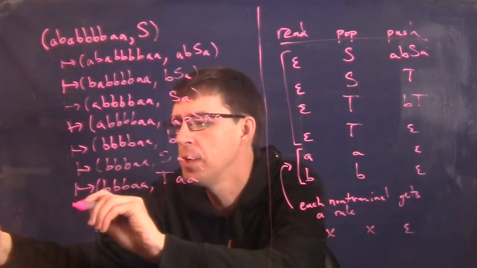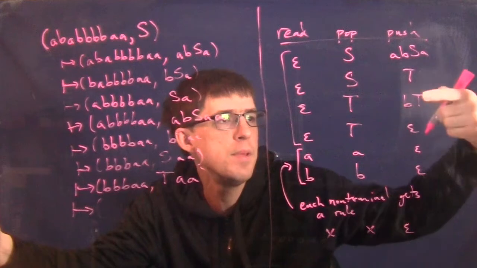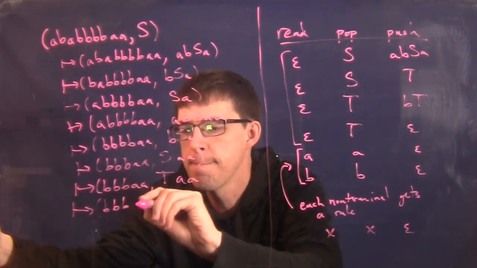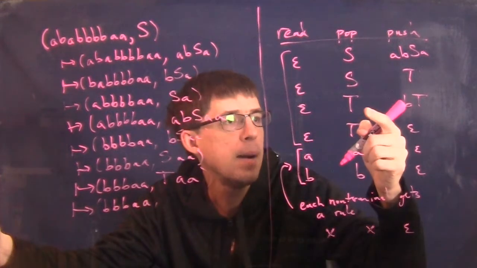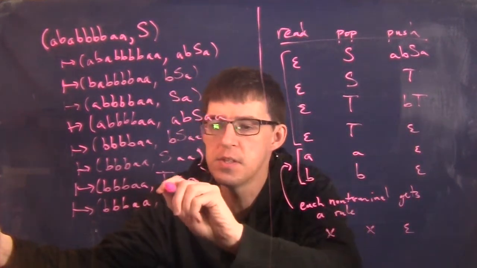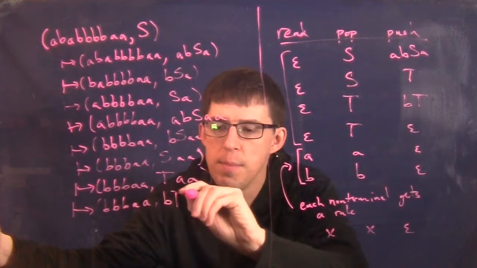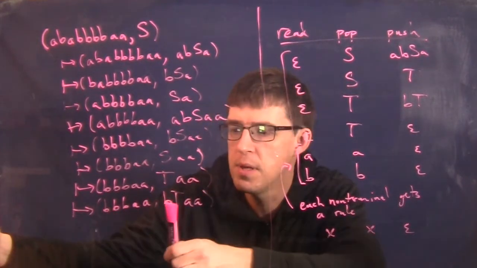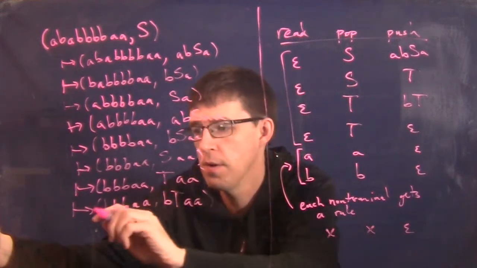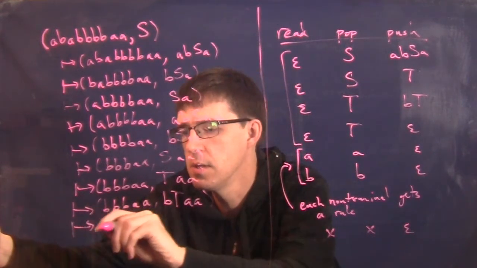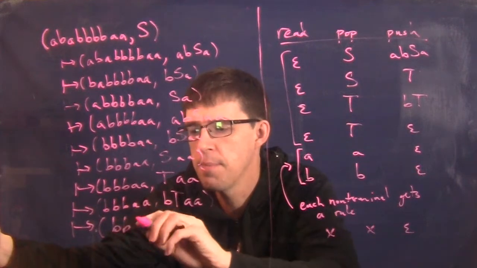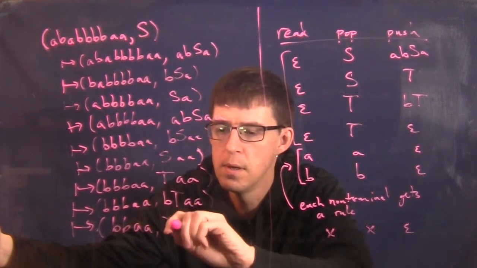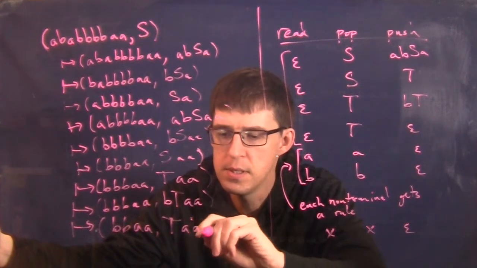All right, so I'm going to do that. T goes to BT. That would be this line here. Read epsilon, so the input string stays the same. Pop T, push BT. So this T we pop and replace with a BT. Okay, now we can clear a B on the front of each. So I do this line there with the B's. I read this B. What remains is BBAA. I pop this B. What remains over here is TAA.